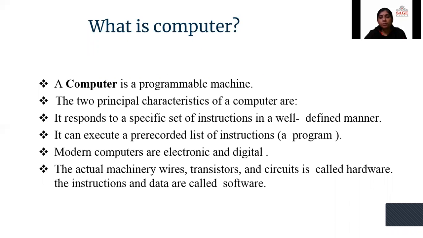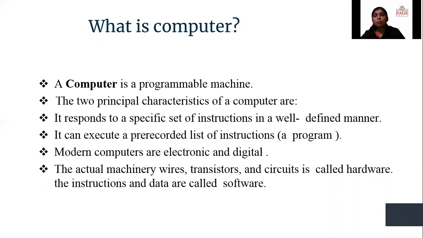So first of all, we will start with the computer. What is a computer? The first computer was based on the von Neumann model, and then the Harvard model was invented. The computer consists of input devices, output devices, memory, and CPU.